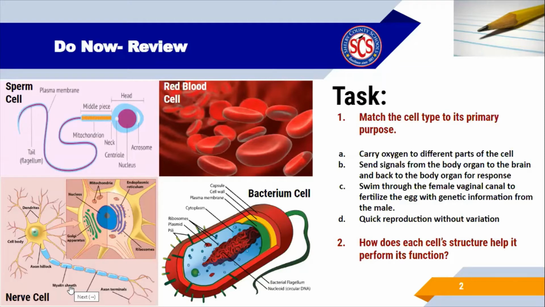The second part takes a little thinking. Reflect on the cell structures in the picture. How does the structure help the cell to perform its function? Remember, you have pencil and paper. Jot down your responses. You have 5 minutes.